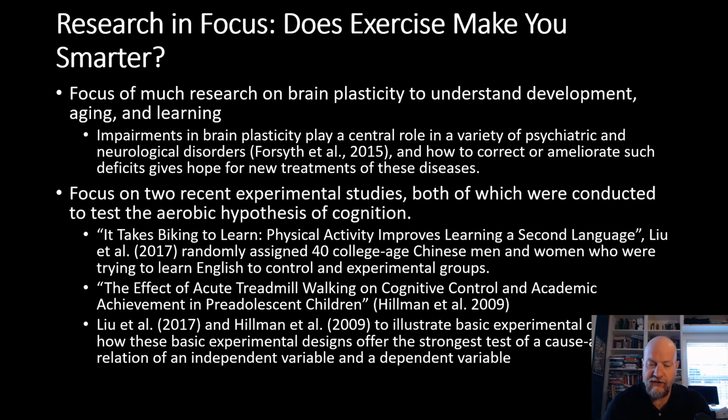So this is a study in which they randomly assigned 40 college-age Chinese men and women who were trying to learn English to either a control or an experimental group within the experiment. They're utilizing, in this case, what we call a between subjects method, and we'll go into this in great detail. But what that means is you're looking at the differences between 2 different sets of people, either in your conditions of control or experiment. You're comparing those individuals to one another.